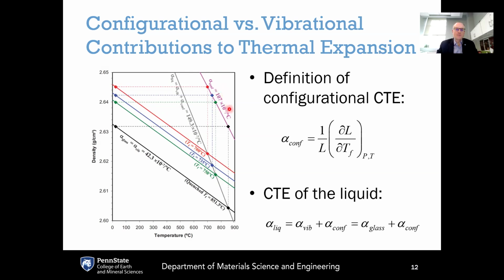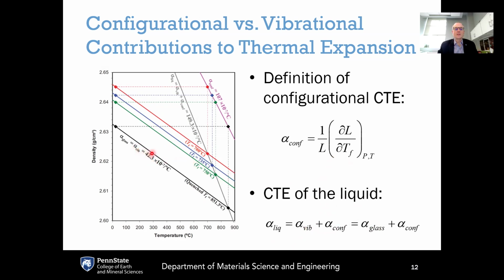per degree C. So we've got the vibrational CTE, which is measured through dilatometry, and this is the CTE of the glass. And then we have the configurational CTE, which is measured by preparing different glass samples with different fictive temperatures and measuring how the density changes with fictive temperature. If you take those 2 contributions to the CTE and add them up, what you get is the CTE of the liquid. So the CTE of the liquid is the vibrational CTE plus the configurational CTE.